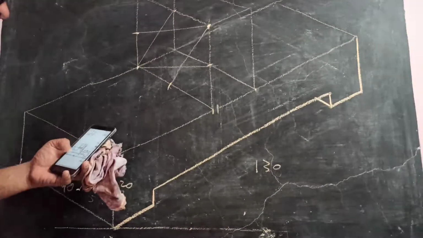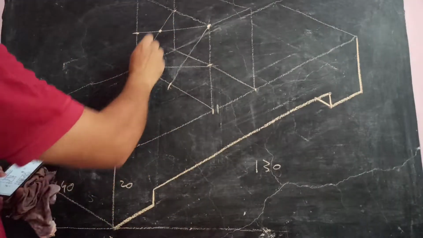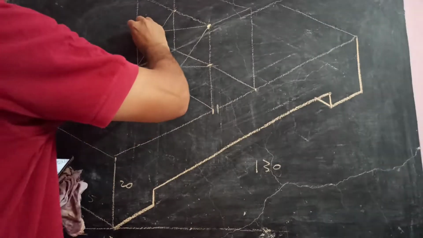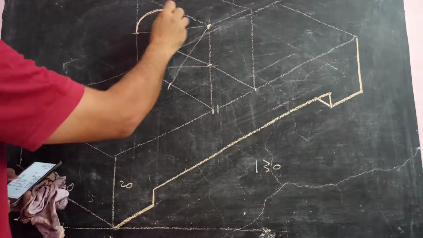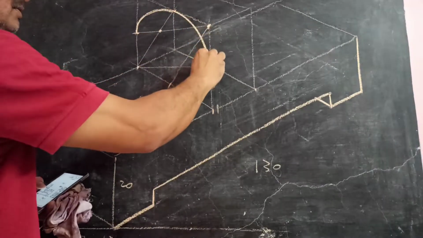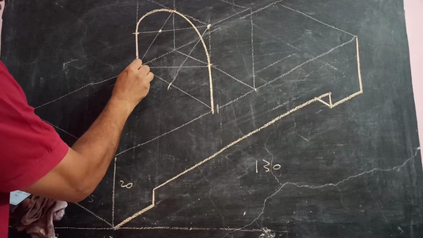Since it is a semicircle only, you can use this as well as this. So take this as center, this much as radius. You can draw this. Take this as center, this much as radius. From here it is straight. So it is like this.